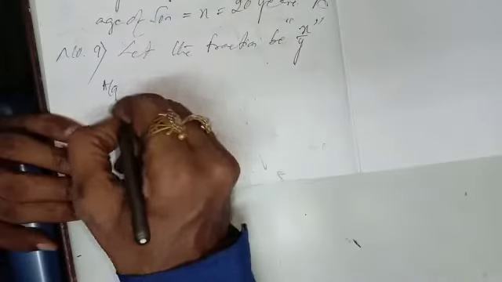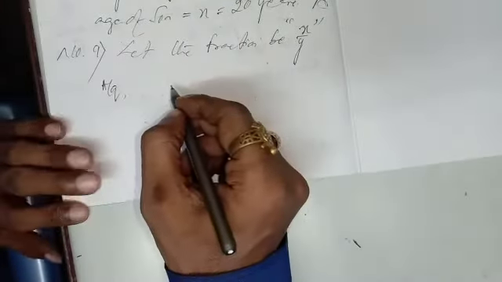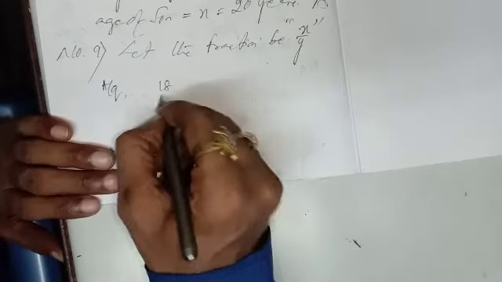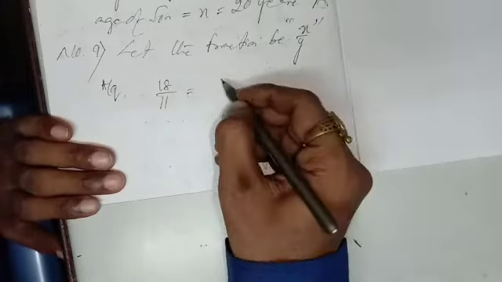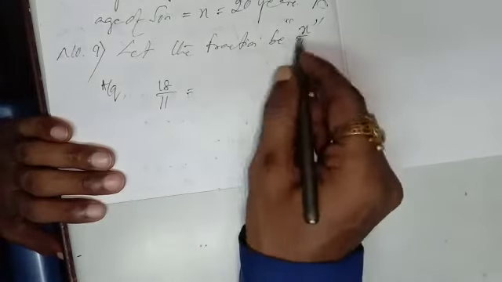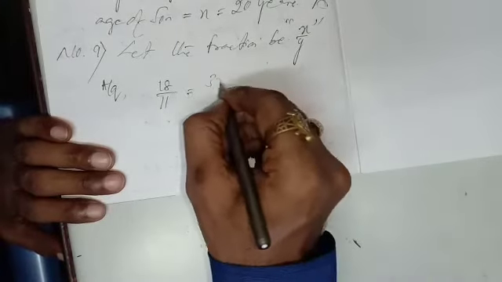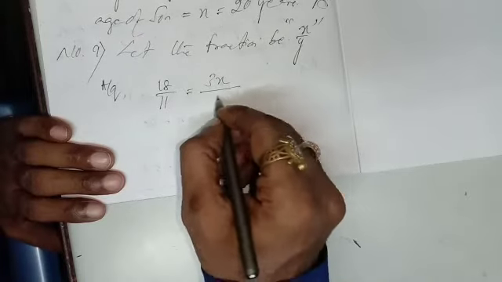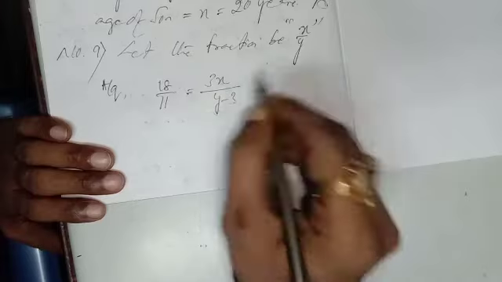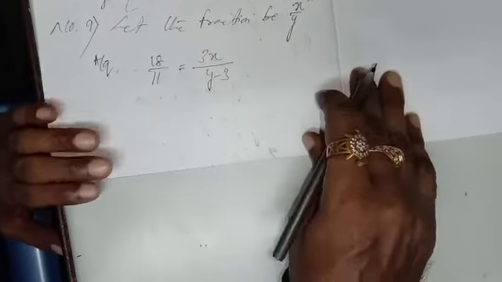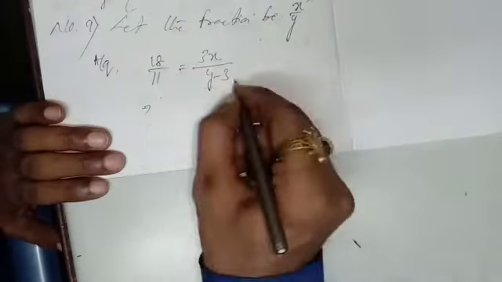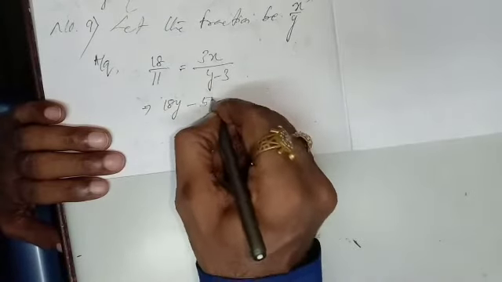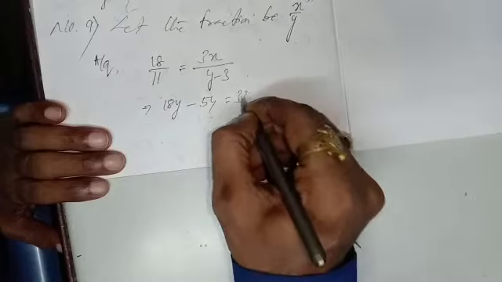According to the question, the first condition given: a fraction becomes 18 by 11 if the numerator is multiplied by 3, numerator x means this will be 3x, and the denominator is reduced by 3 means y minus 3. If you cross multiply, this will be 18y minus 18 times 3, that is 54, is equal to 33x.